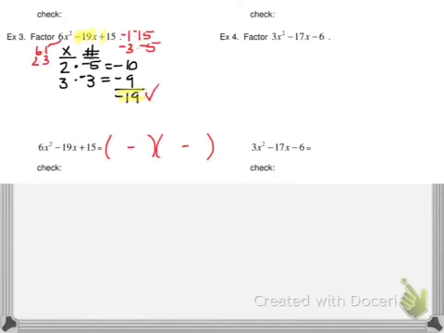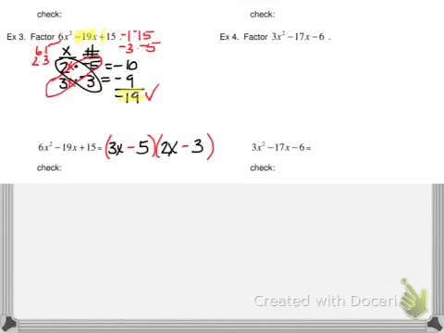So now I have the terms of my binomial factors. Now I've just got to plug them in. So again, I'm going to put in the factors diagonal from each other, so 3x minus 5, and then 2x minus 3. And then I'm going to multiply these together to check them.